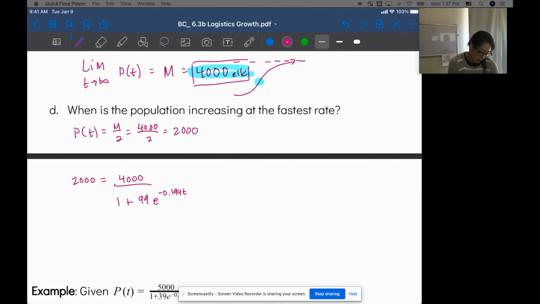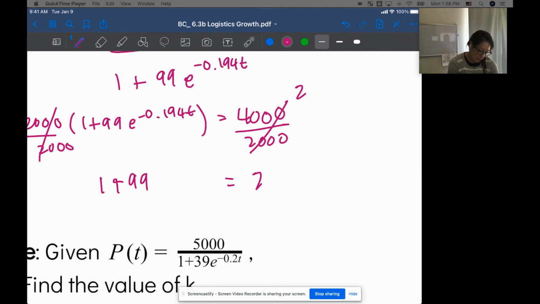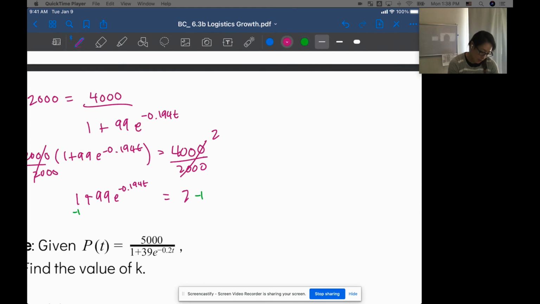Okay, multiply both sides. So I get 2,000 times 1 plus 99 e to the negative 0.194t is equal to 4,000, divided by 2,000. So I get 2 is equal to 1 plus 99 e to the negative 0.194t. We're going to subtract 1, which gives me 99 e to the negative 0.194t is equal to 1.